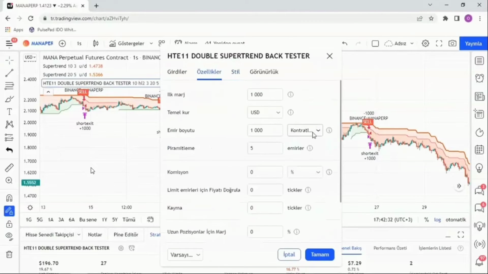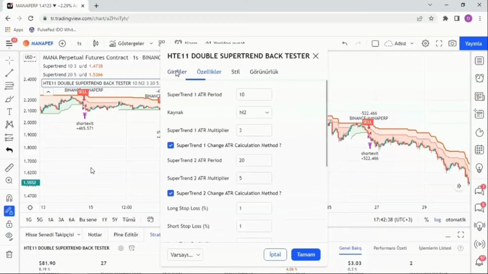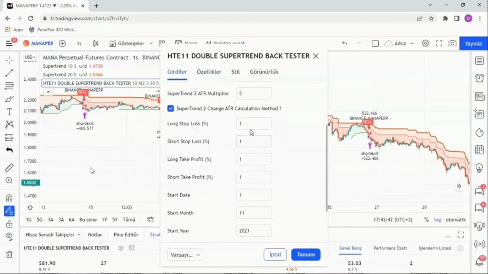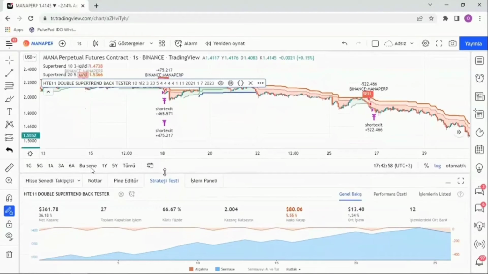We need to change the contracts to USD. Now let's go to stop loss and take profits. Let's go down. They will be 4%, just like the previous Supertrend strategy. We will change the take profit as well. It is a 1-to-1 risk and reward ratio. Now let's check the outcomes.